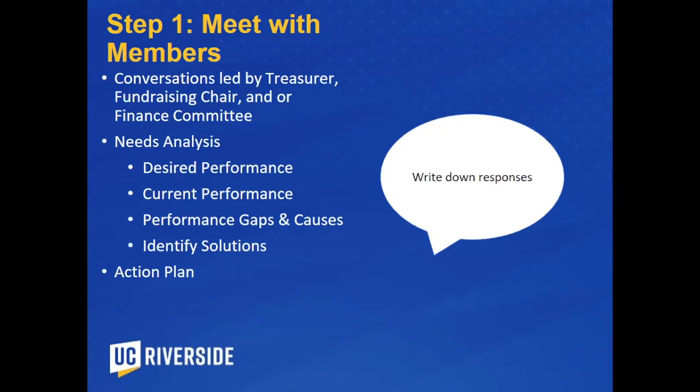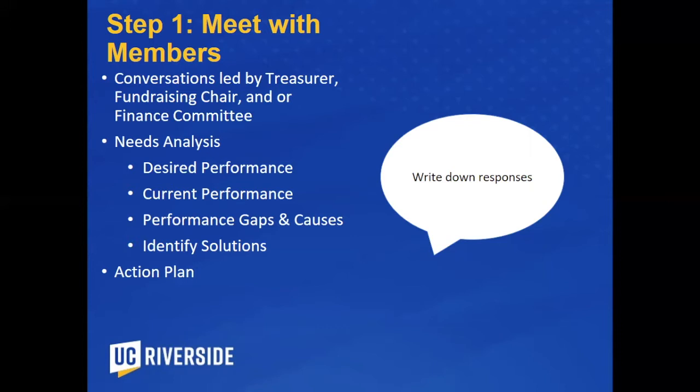Here we have created a four-step process to assist you in developing your package. Step one is to meet with your members and conduct a needs analysis for utilizing business sponsorships. A needs analysis is used to determine if there is a gap in performance, determine factors that cause the gap, and identify possible solutions to effectively perform a task. We recommend these conversations be led by the treasurer, fundraising chair, and/or finance committee.